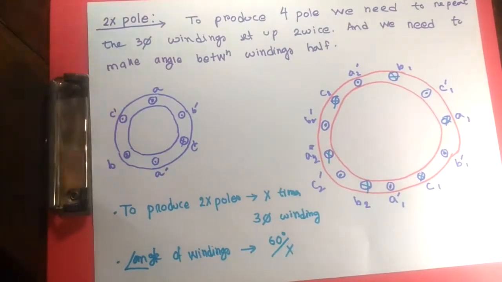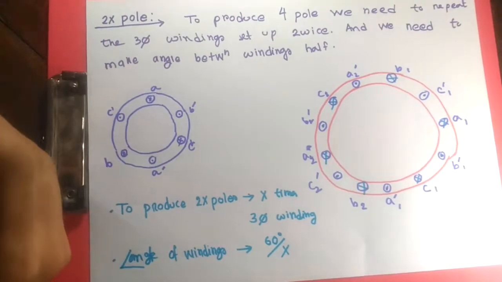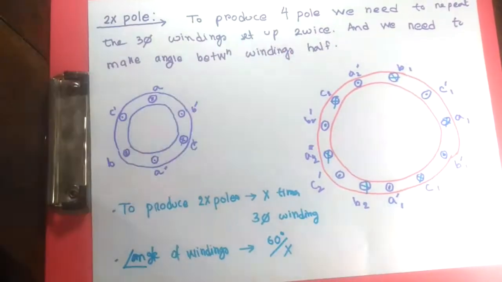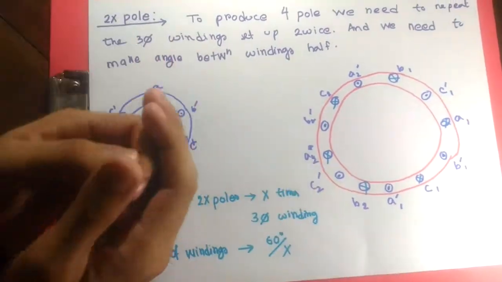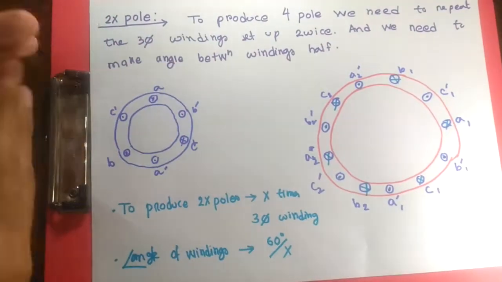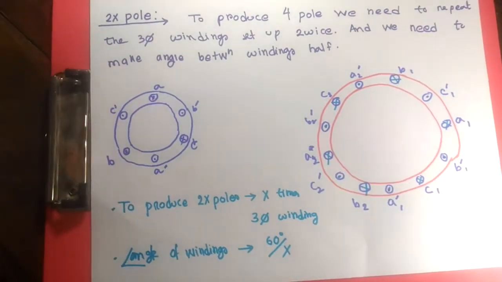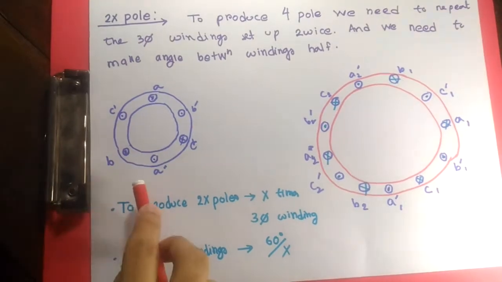We're going to see that first. To produce four poles, we need to repeat the three-phase winding setup twice, and since it is a circle, we cannot extend the angle over 360 degrees, so we need to make the angle between the windings half. That means 60 divided by 2, so it will be 30. Before it was 60, remember? And so what's going to happen?